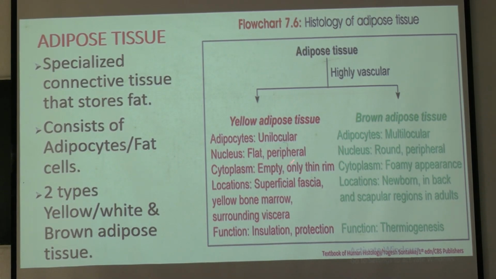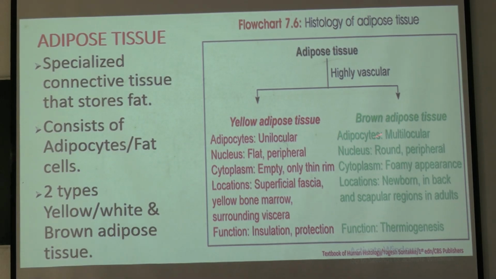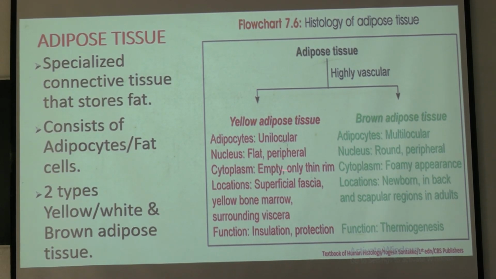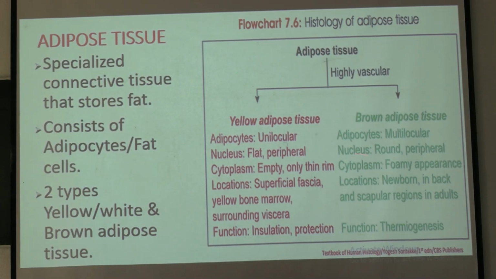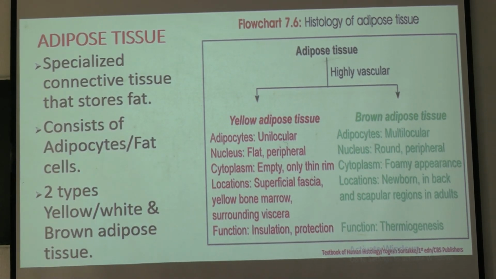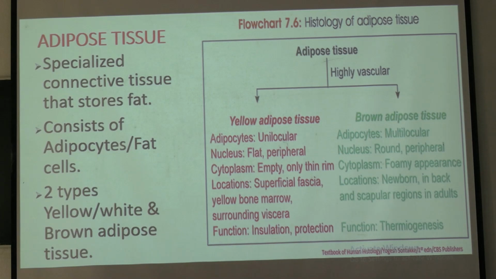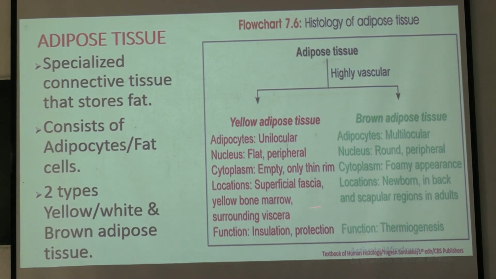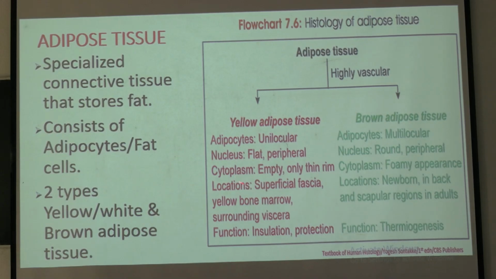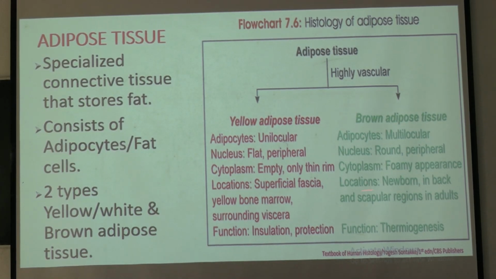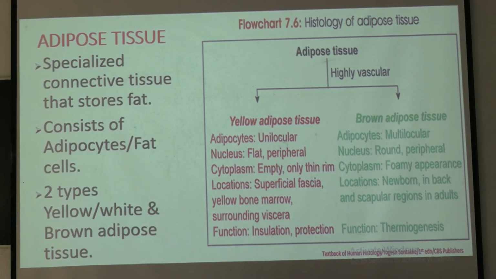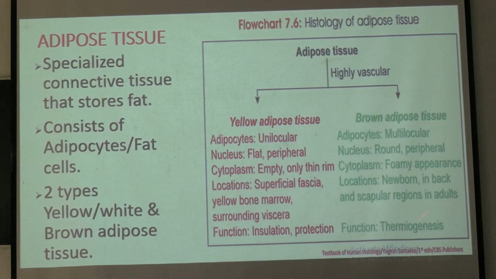Nucleus is flat and peripheral here. Nucleus is round and peripheral here. Cytoplasm is empty, only a thin rim of cytoplasm is present. Cytoplasm has a foamy appearance because multiple fat globules are here. Locations are superficial fossa, yellow bone marrow, surrounding viscera, like this. And brown adipose tissue is present in very few places, okay, mainly in newborn babies.